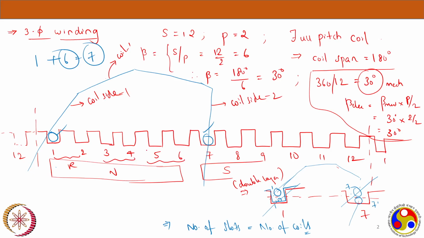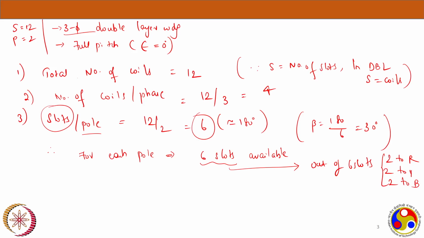We will see which 2 slots will go into which phase. We will see that next in detail. Okay. Now I know how my slots will be assigned to which pole, which all slots will come under which pole, and which 2 slots will be given to which phase. That's all we understood now.